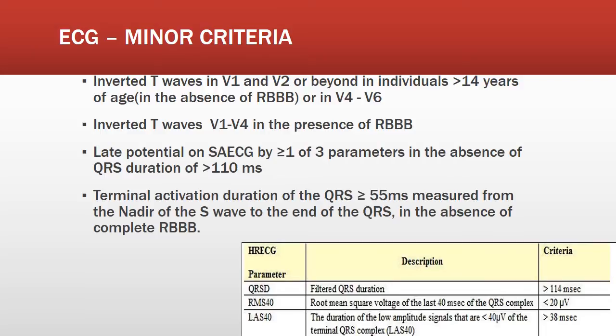Then they also mention signal-averaged ECG, where it's done with the ECG machine, and there's computer software which averages all the signals and therefore decreases the amount of noise. There are 3 parameters which they look at, which I've listed here. If you have one or more of these abnormal, that will satisfy a minor criterion. If you have terminal activation duration of the QRS of more than or equal to 55 milliseconds, measured from the nadir of the S wave to the end of the QRS, in the absence of complete right bundle branch block, that's again a minor criterion.